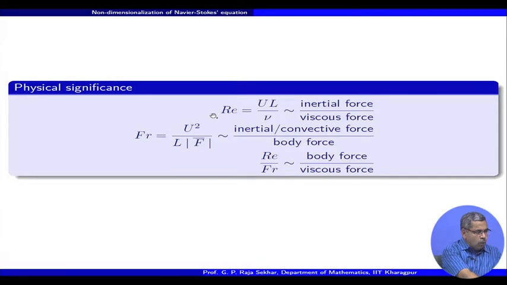In some sense, what we get after non-dimensionalization is the competition across various forces. Reynolds number is the competition between inertial force and viscous force, Froude number is the competition between inertial or convective force and body force, and this particular one is body force to viscous force. When viscous forces dominate, the denominator is large, so the Reynolds number is small. When inertial forces are large, the Reynolds number is large. One can control the order of the Reynolds number and assess the results accordingly. These are very useful for scaling up purposes. With this, you have some idea about non-dimensionalization and how to identify the non-dimensional groups. Thank you.